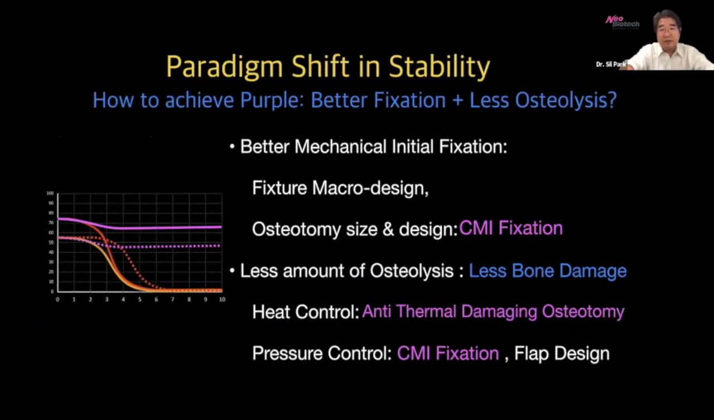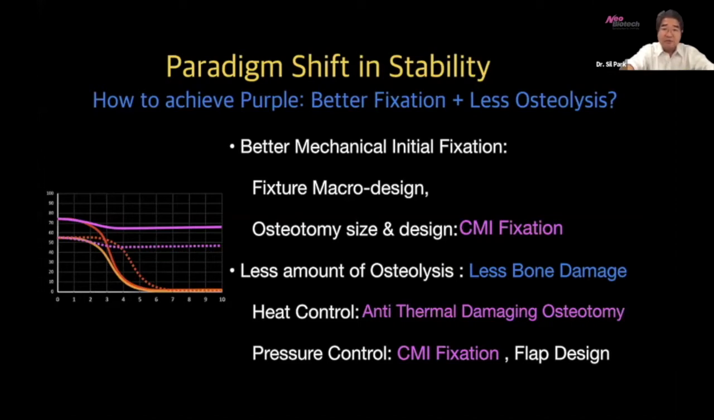we believe that to have a better mechanical initial fixation, we need a good macro design, and the osteotomy size and design need to be proper. In other words, a non-invasive surgical protocol, so-called CMI fixation. And when we do that, we want to do minimum damage to the bone. Minimum damage to the bone means that we need less time for healing and integration.